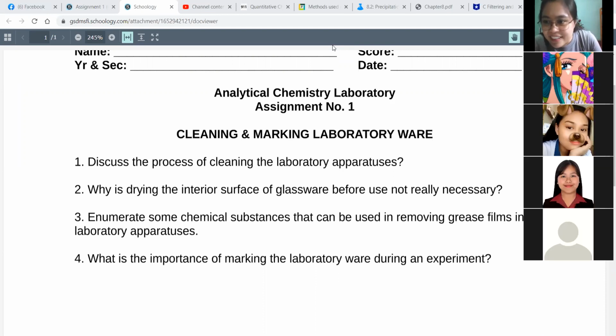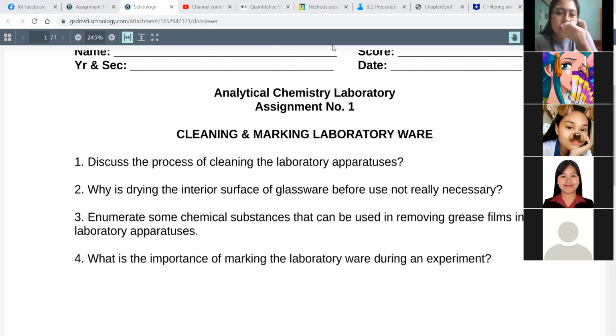Yung akin, ma'am, ang na-search ko is to avoid any contaminant, ma'am. Okay, that is also correct. Kasi when you dry it, some students will use tissues or you can use cloth, but remember that it can be a possible source of contaminant na ma-add dito sa imong glassware, and then it can cause error sa imong analysis. So actually class, drying the interior surface of the glassware is a waste of time.